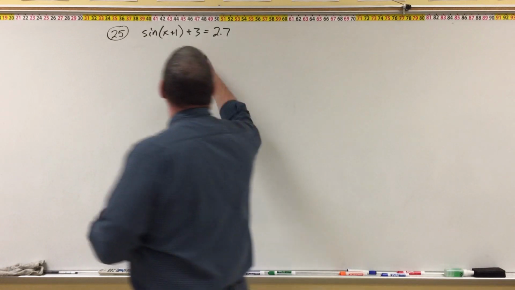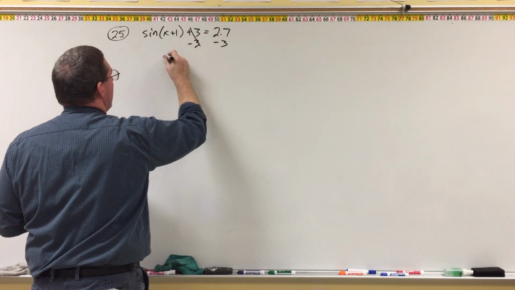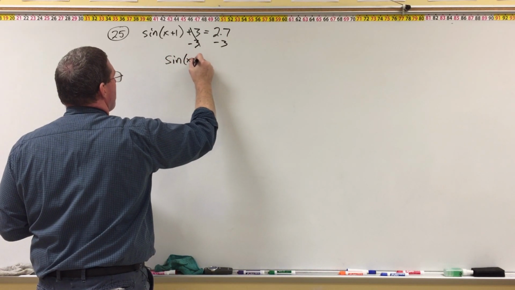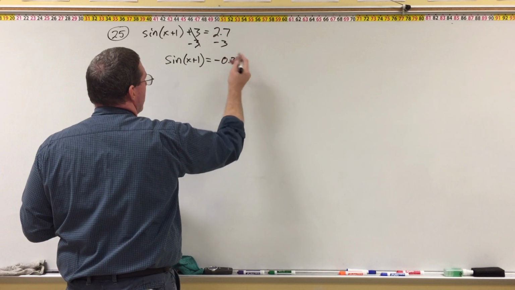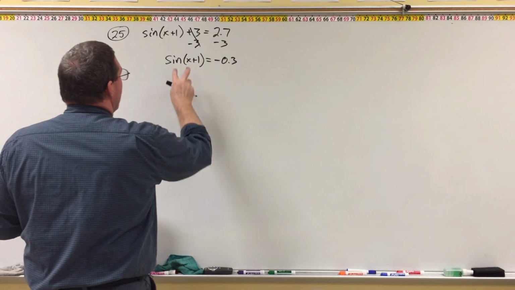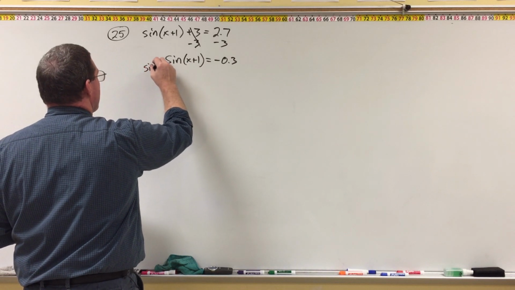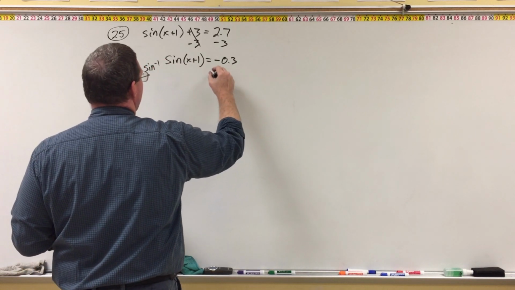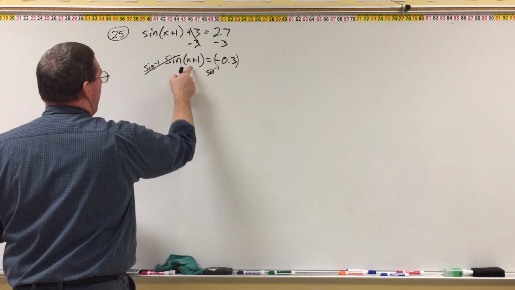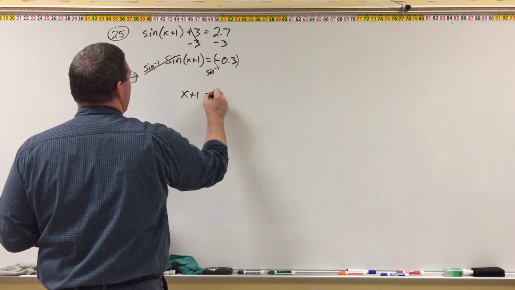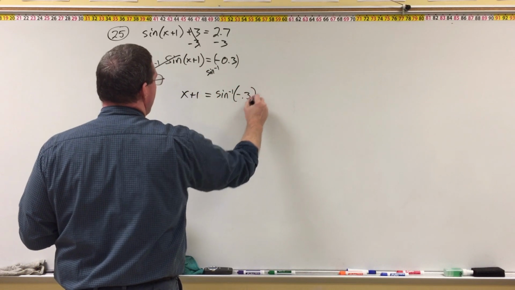And now we're just going to do some algebra. We're going to subtract 3 here, cancel. Now we have sine of x plus 1 is equal to 2.7 minus 3, which is negative 0.3. Now that the only thing we have on this side is sine, we can cancel the sine with sine inverse. So we're going to do sine inverse to the left and sine inverse to the right. Cancel the sine, carry down the x plus 1 is equal to sine inverse of negative 0.3.